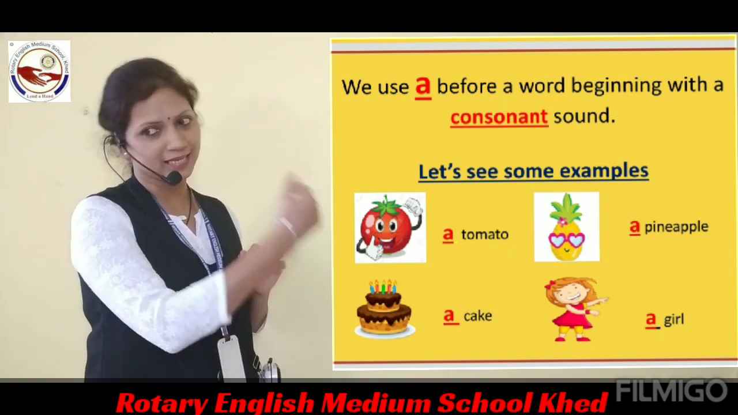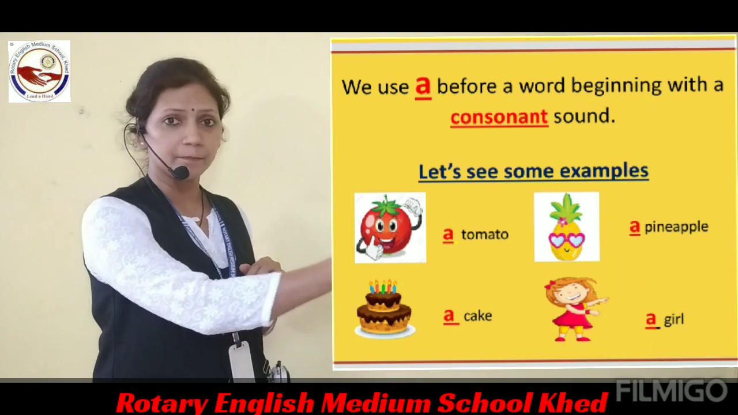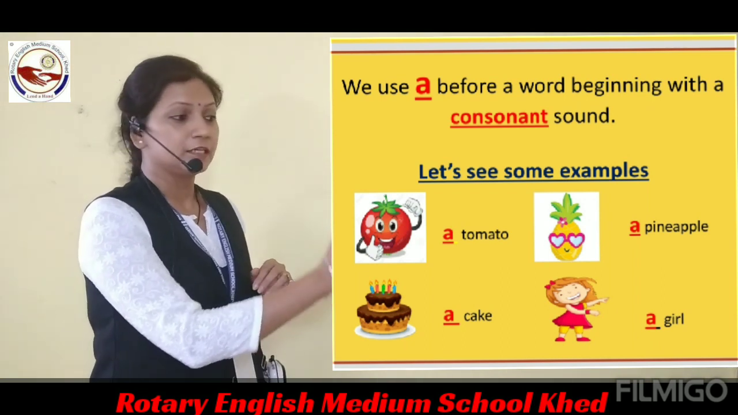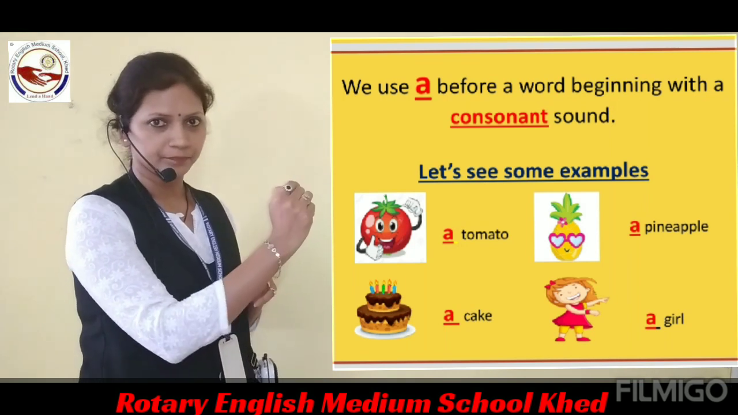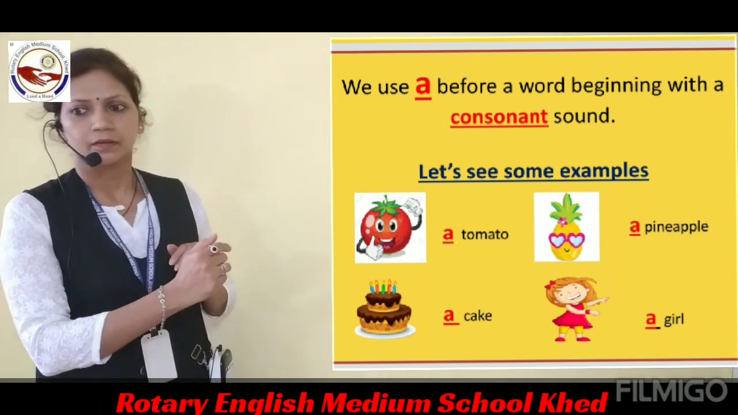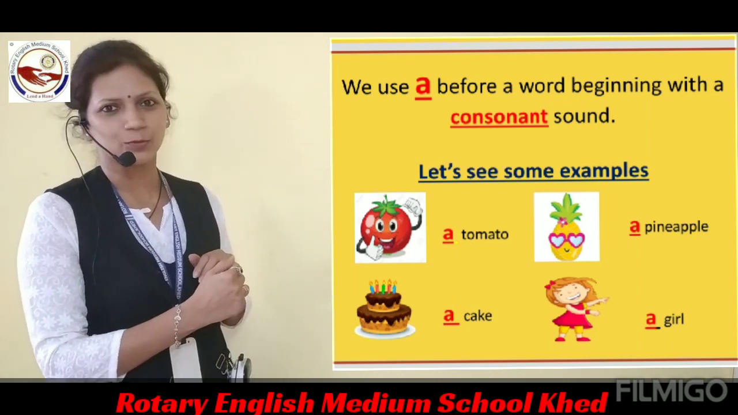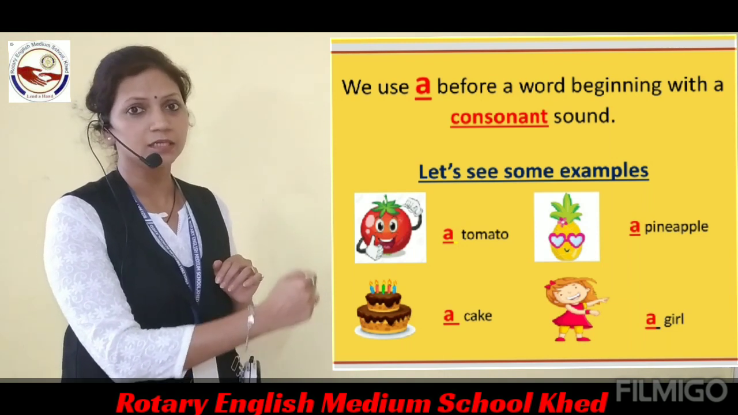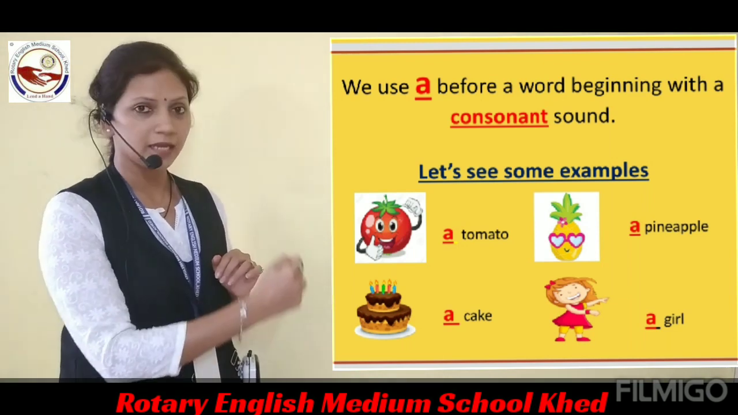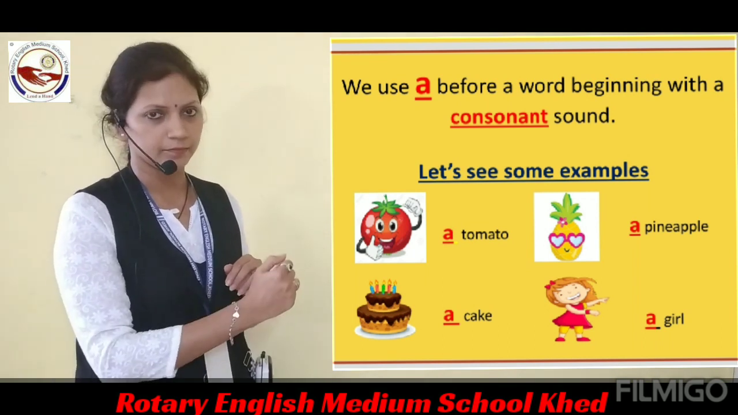Okay. Now the next example is a pineapple. P is a consonant, so here I use A. Next word is cake. Do you like cake? I like it so much. C starts with a consonant, so I use A. It is called a cake.